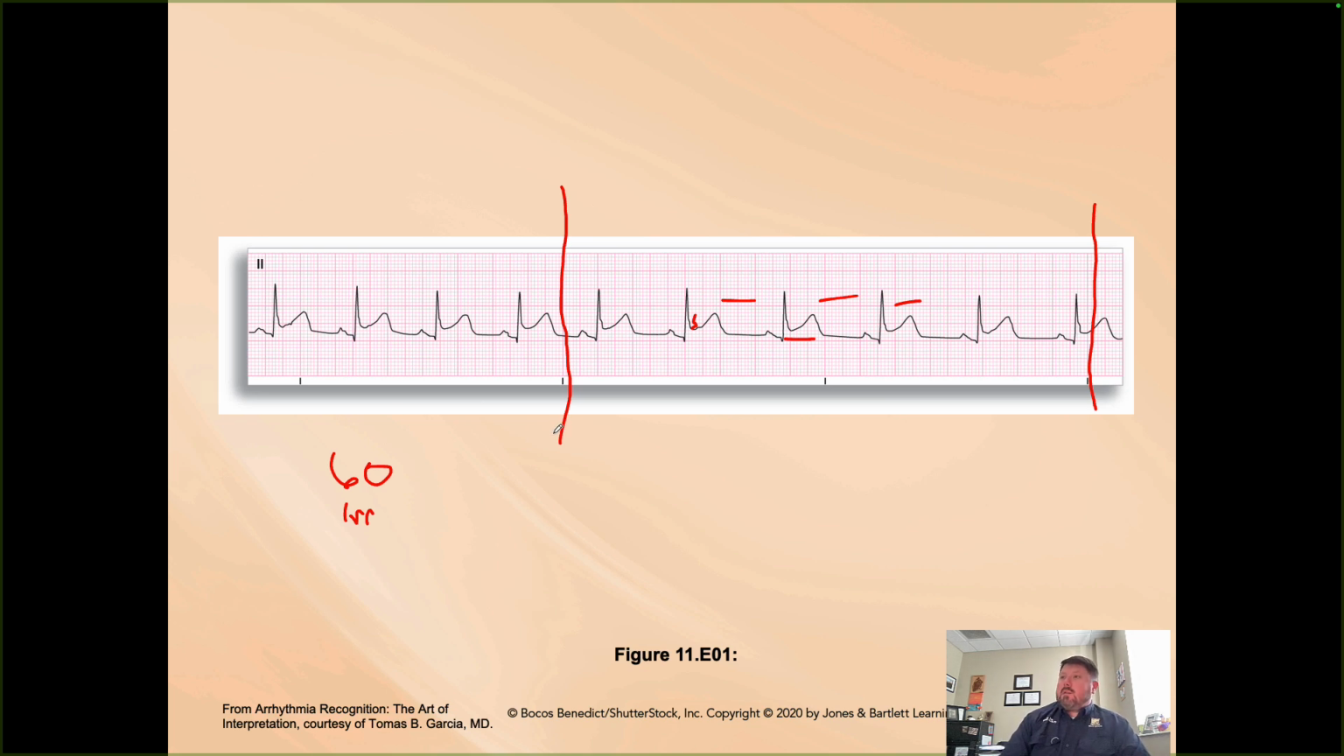So my rate is fine. My regularity is not. It's irregular. My P wave is good. My PRI is good. And my QRS is good. So we've got sinus arrhythmia here.